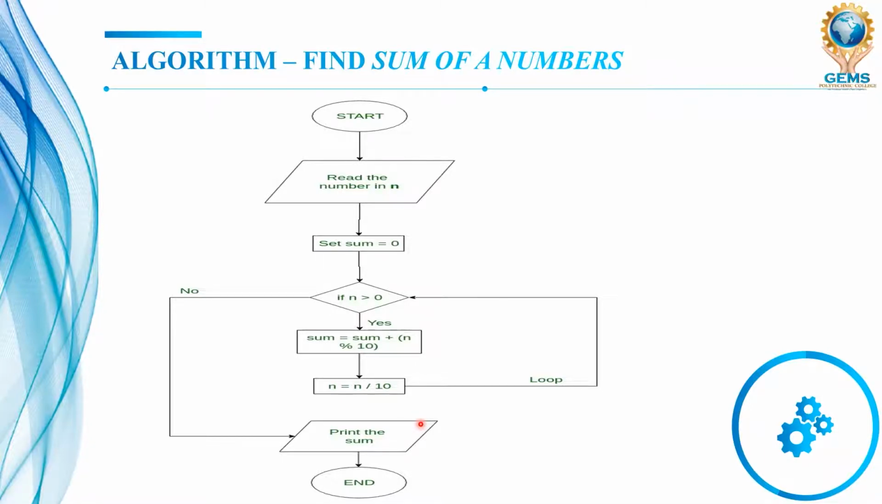So a flowchart is the pictorial representation of the algorithm. I have given exactly what we discussed in the algorithm. The same thing I represented with the help of a flowchart here.